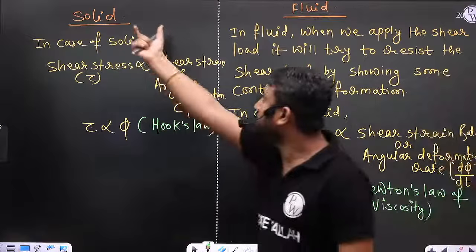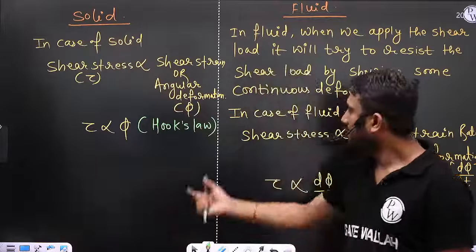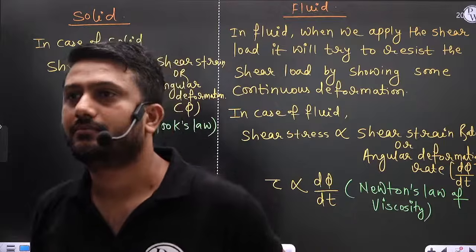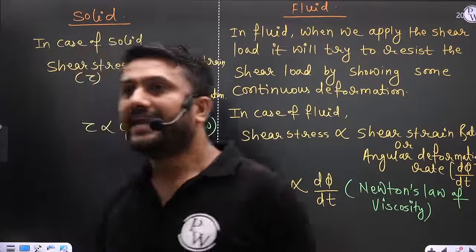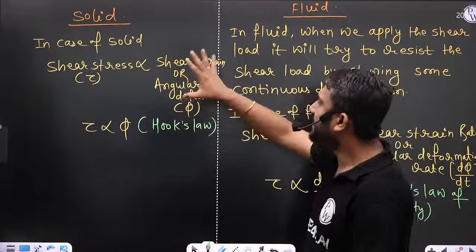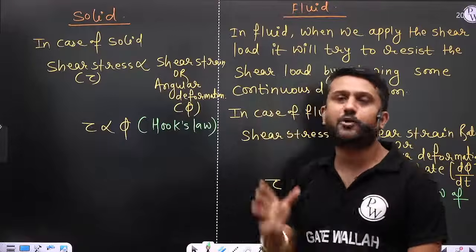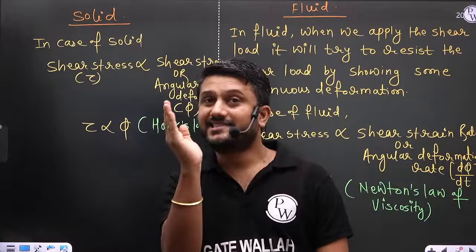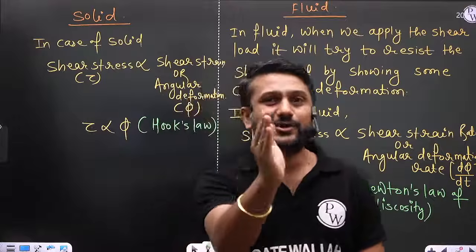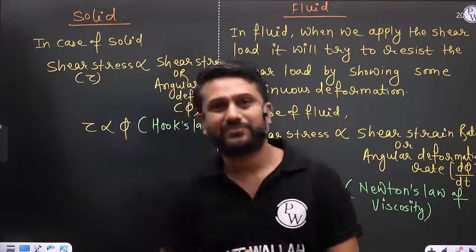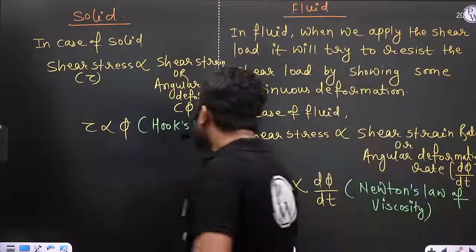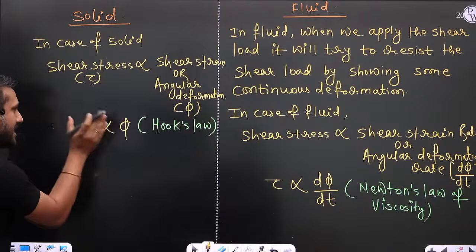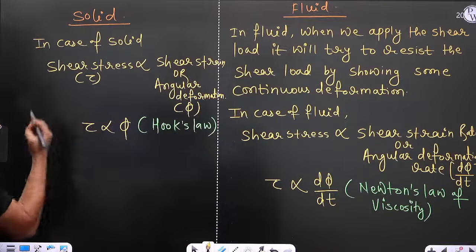So in case of the solid, Hooke's law plays a very, very important role. Whatever role is played by Hooke's law in solids, the same role is played by Newton's law of viscosity in the case of the fluid. Right? Now see here, if you remove the proportionality sign, then the proportionality constant comes into picture.